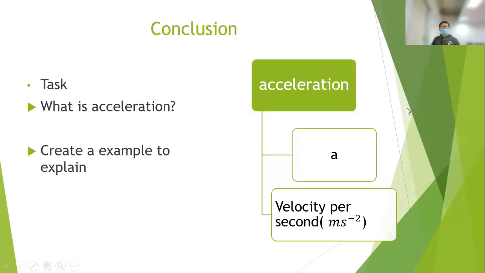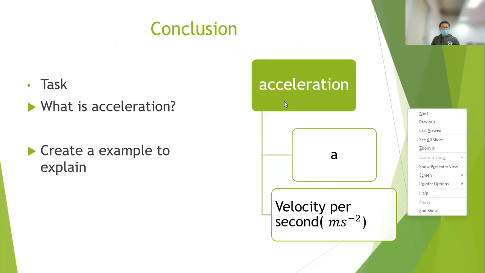Okay, so we have come to the conclusion. Today we have learned the unit of acceleration, which we represent as a, and it is called velocity per second. The unit of this is meter per second squared. So I'm giving you a task to think about this topic: what is acceleration? And create an example to explain this acceleration.